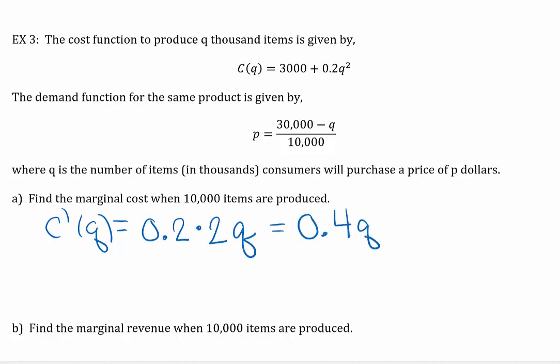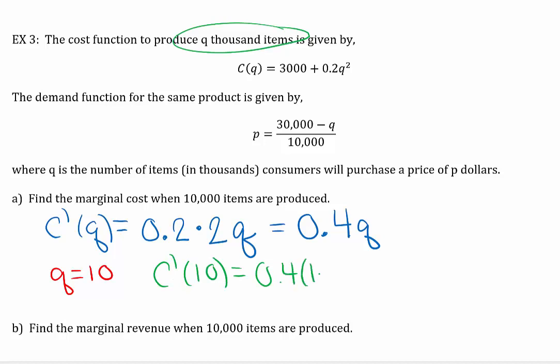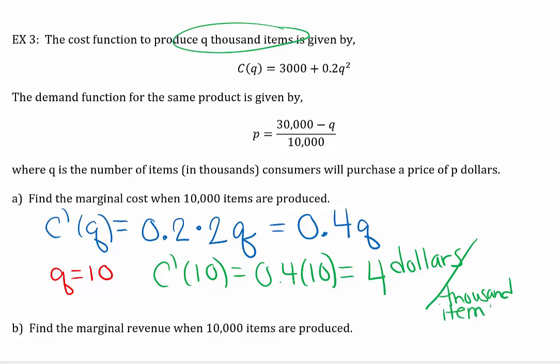Now, if 10,000 items are produced, my Q is 10, because Q is given to us in thousands of items. So I'm going to take 10, and I'm going to plug that into my derivative function. 0.4 times 10 is 4. My units would be dollars, because cost is measured in dollars, per 1,000 items, because Q is measured in 1,000 items. Now, what is this telling me?